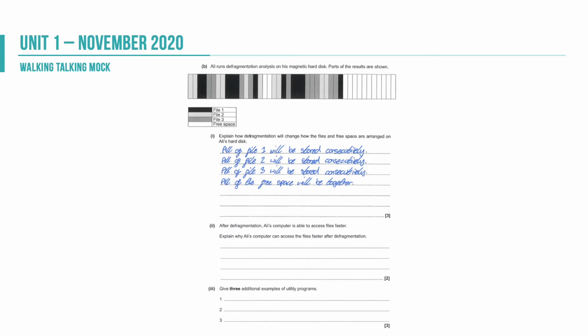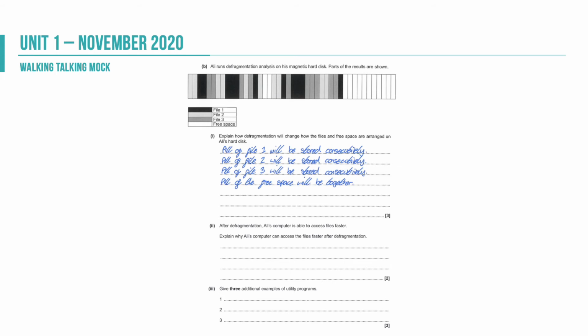So you've got 2 marks for file 1, file 2 and file 3 being stored consecutively and together, and you've got a final mark for then all of the free space being stored together. You can't say similar files are grouped. That's not specific enough. That's not going to get you the mark.